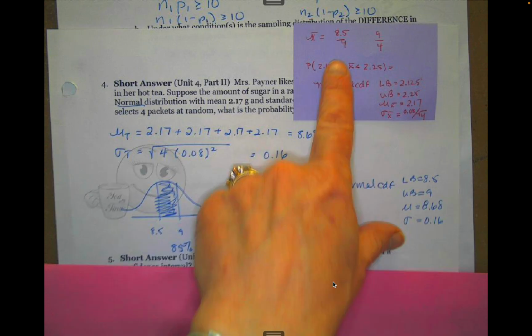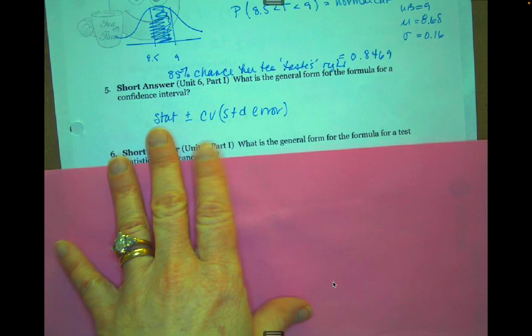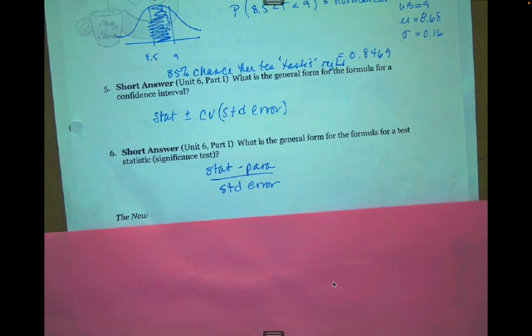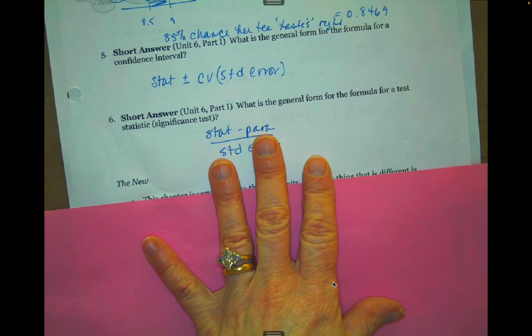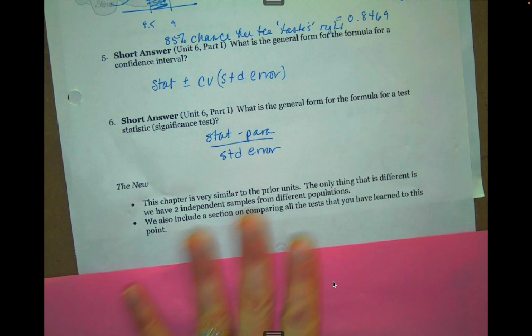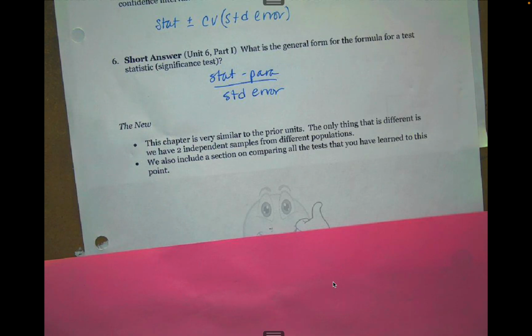If you're going to treat the problem as an X bar, make sure every single thing is an X bar. Your general form for the confidence interval is your statistic plus or minus your critical value times your standard error. Your general form for your test statistic is the statistic minus parameter divided by the standard error. Again, this chapter is very similar to the prior units. The only thing that's different is we have 2 independent samples from different populations.